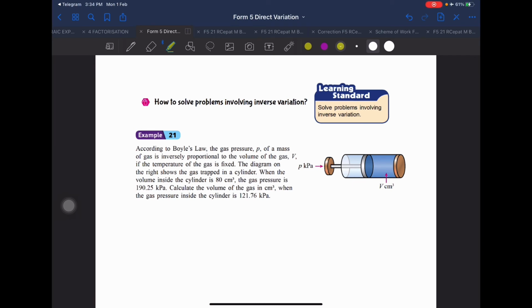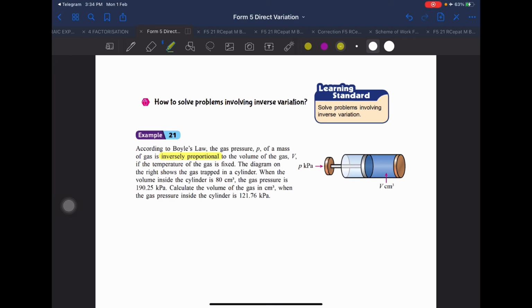Look at the question. According to Boyle's law, the gas pressure P of a mass of gas is inversely proportional to the volume of the gas V if the temperature of the gas is fixed. The diagram on the right shows the gas trapped in the cylinder when the volume inside the cylinder is 80 cm³. The gas pressure is 190.25 kilopascal. Calculate the value of the volume of the gas in cm³ when the gas pressure inside the cylinder is 121.76 kilopascal.